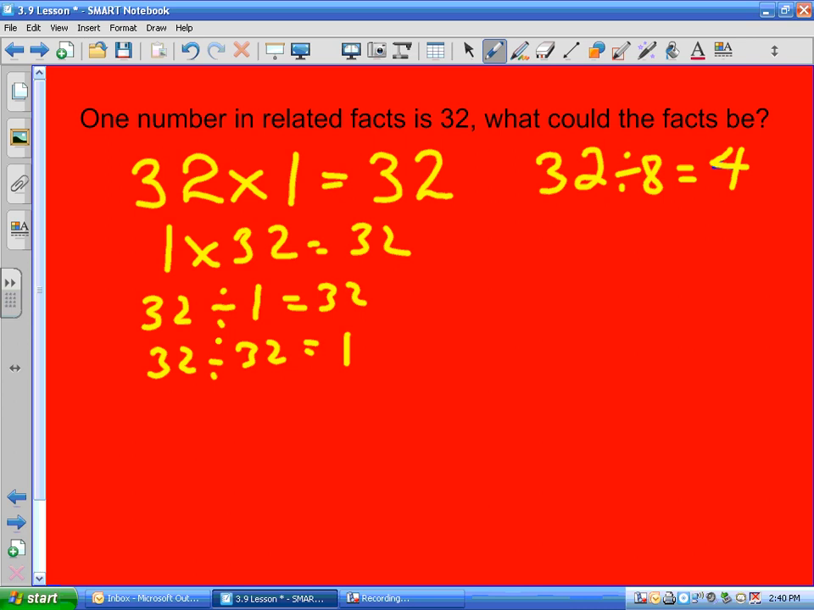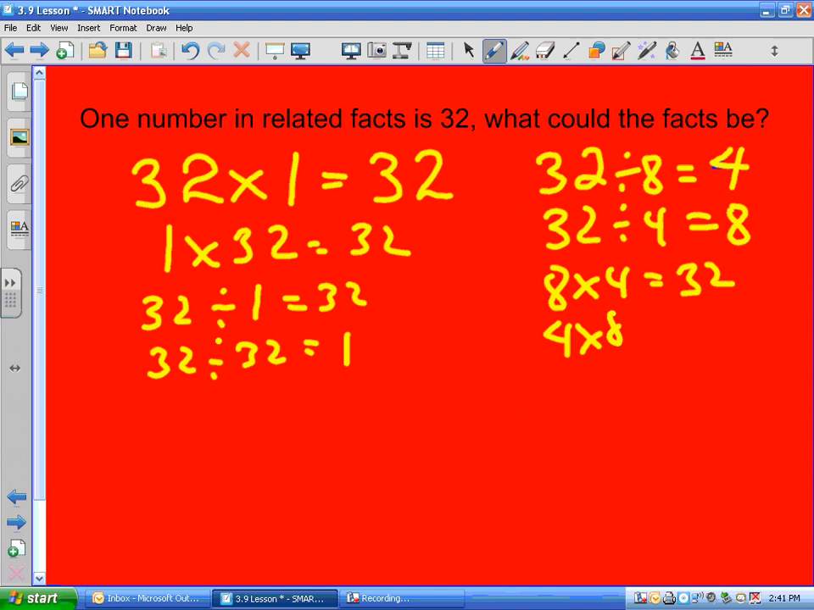So if I rearrange the 32 over here, divided by 4, I get 8. What is the multiplication statement for this family? Chase? 8 times 4 equals 32. And what's the next one, Chase? 4 times 8 equals 32. Okay. So now we've used the 1 and the 32, and the 8 and the 4 and the 32. Is there another family that I could create?